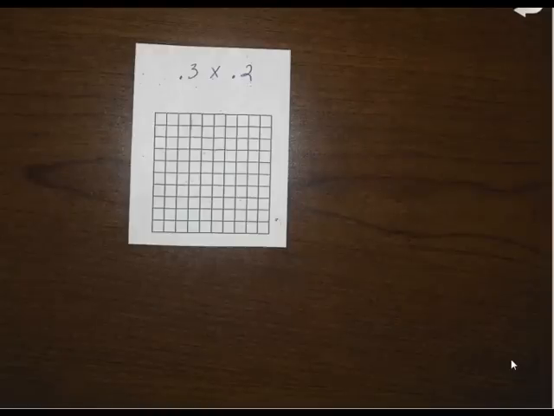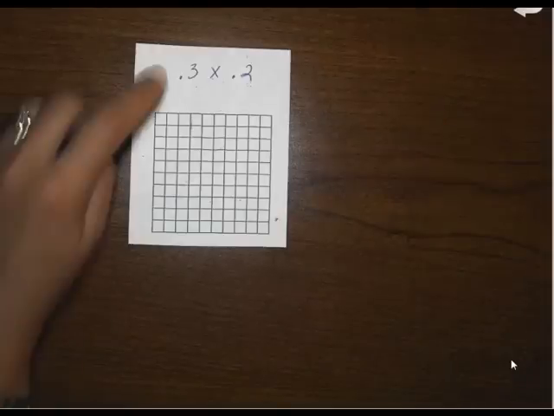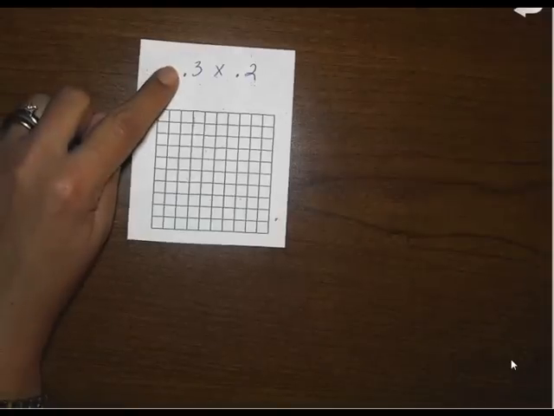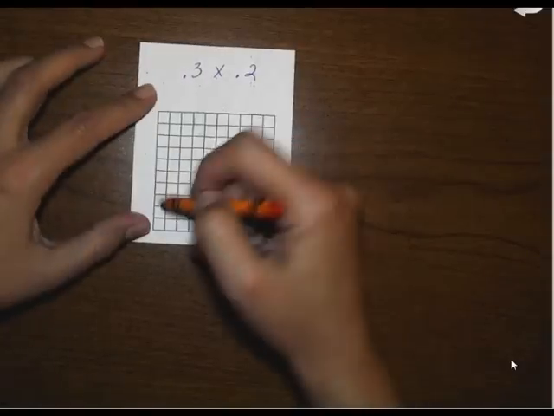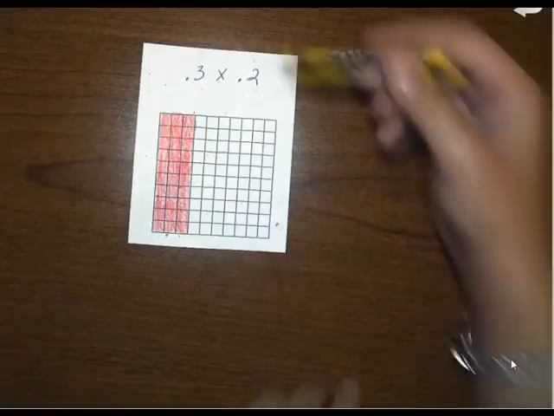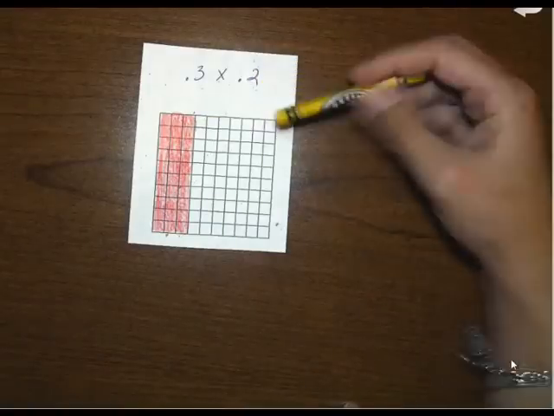In this video, we're going to be multiplying a tenth by a tenth. And it's really cool how the model is going to help us see the answer, the product, appear before our eyes. So we're going to be multiplying 3/10 by 2/10. So I'm going to color in 3/10 going vertically. And then I'm going to color in the 2/10 going horizontally.